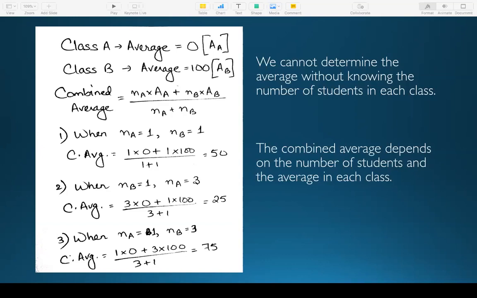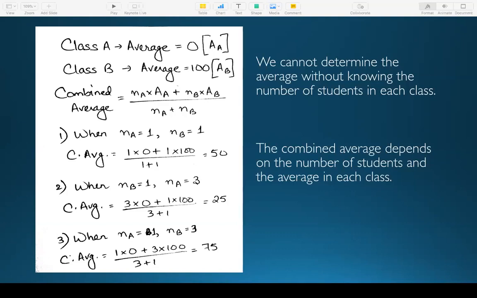Okay, so what can we learn from here? We learn that we cannot determine the average without knowing the number of students in each class, and that the combined average depends on the number of students and the average. Even the number of students is important and also the average is important. Like in the previous case, you didn't know the number of students, you knew only the average. Similarly, if I give you only the number of students and don't tell you the averages, you will not be able to find the combined average, right?